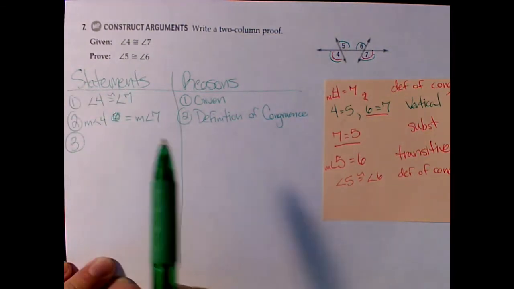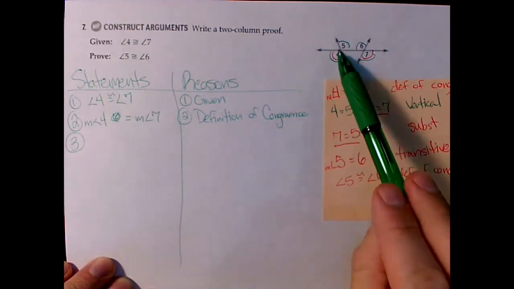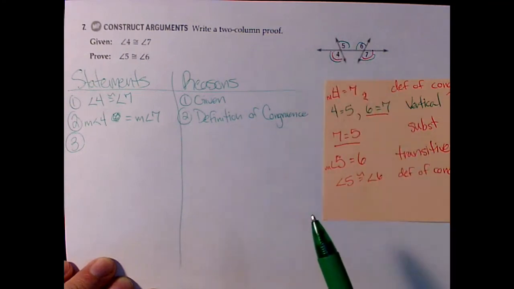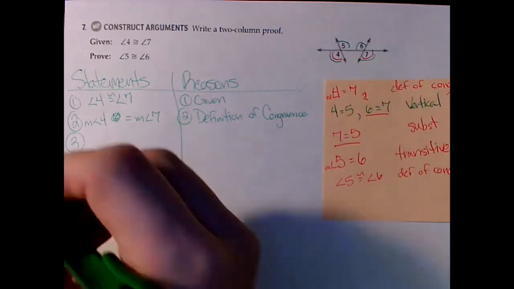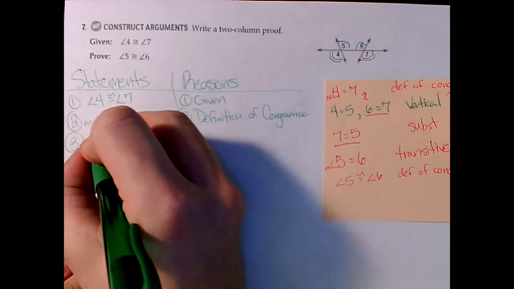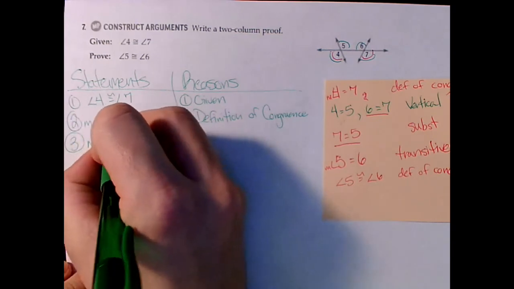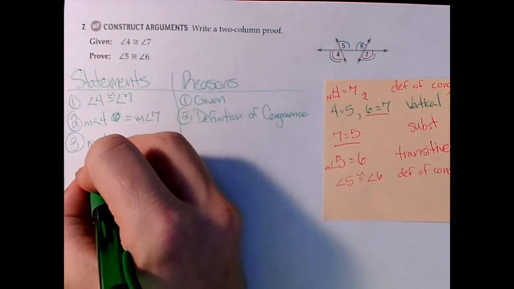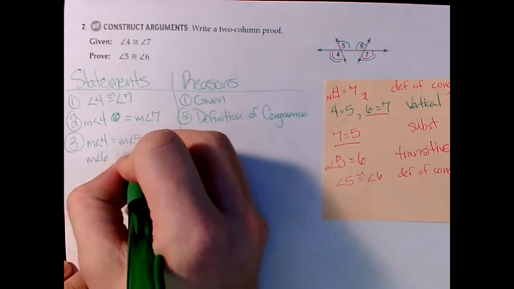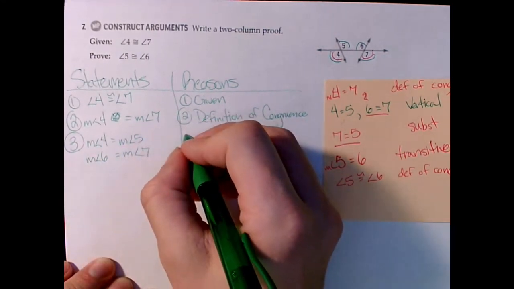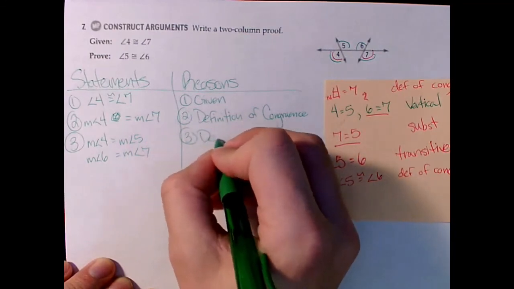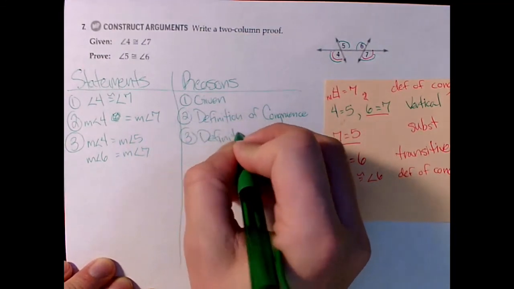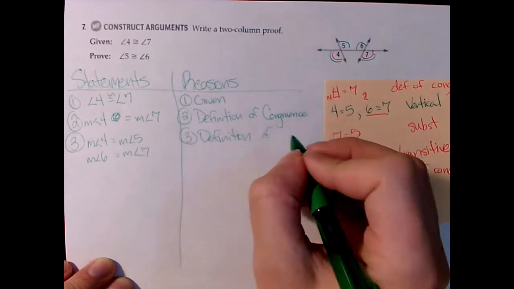All right, so what did I do next? I looked at my picture and I saw that 4 and 5 are vertical to each other, and I saw that 6 and 7 are vertical to each other. So the measure of angle 4 is equal to the measure of angle 5. Also, the measure of angle 6 is equal to the measure of angle 7. And I'm using the definition of vertical angles.